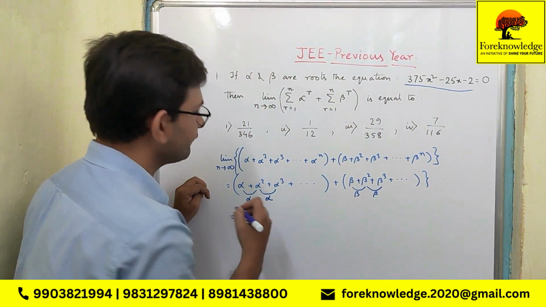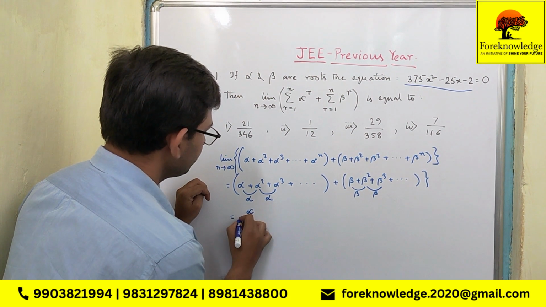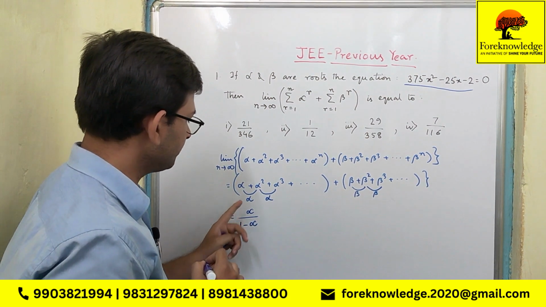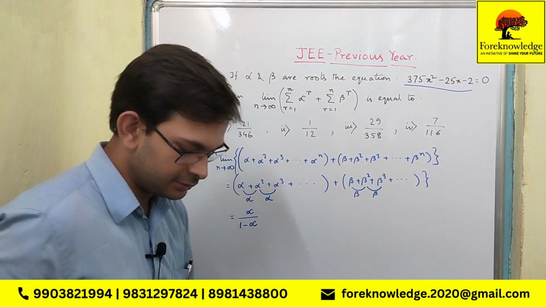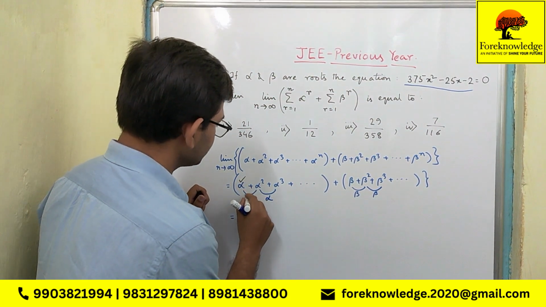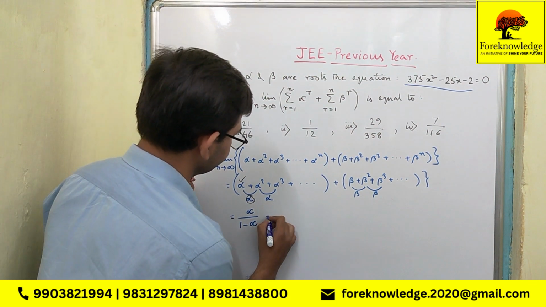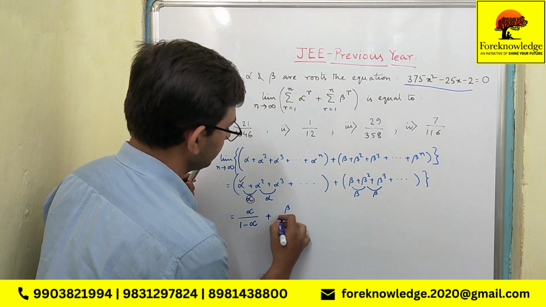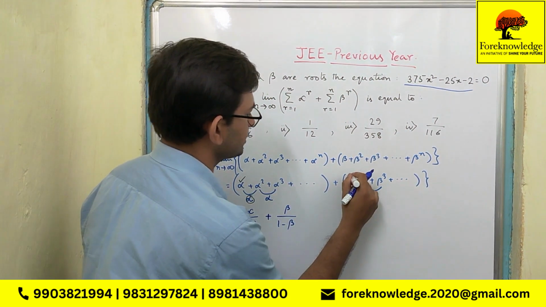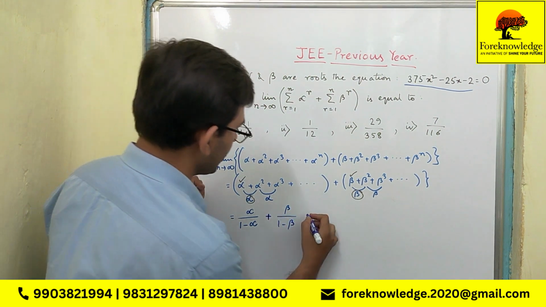Now what is the sum of an infinite GP series? We all know it is first term divided by 1 minus common ratio. Here the first term is alpha and the common ratio is again alpha. So alpha by 1 minus alpha, plus beta by 1 minus beta, where the first term is beta and the common ratio is again beta. Now we have to add these two.